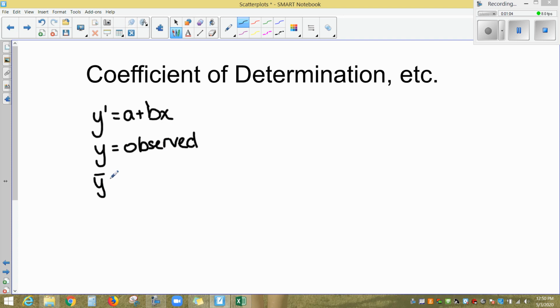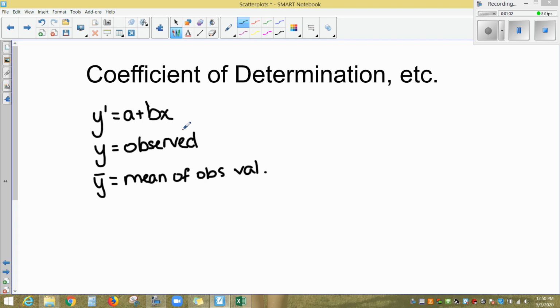When we talk about y bar, that is our mean, the mean of the observed values. So regular y is observed, y bar is our mean, and y prime is our predicted value from our regression line.